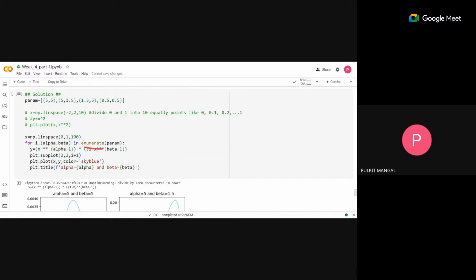So when you run the enumerate function on this param, it will give 0 comma the first value, then 1 comma the second value in the list, and 2 comma the third value in the list. Basically, it gives the index number and the value at that index in the form of a tuple. Because I wrote it this way, I will store the index number in i, and the value at that index is stored in this alpha comma beta tuple.